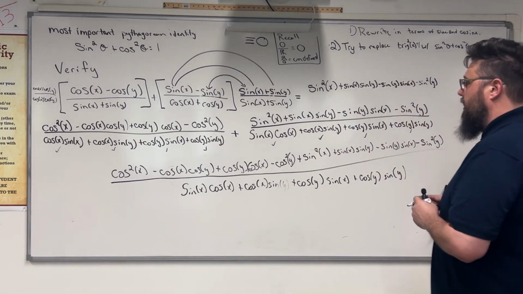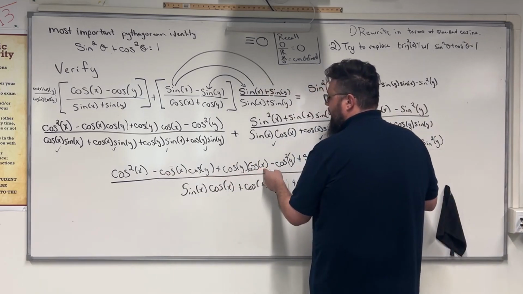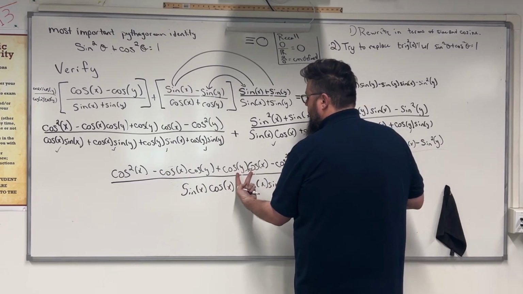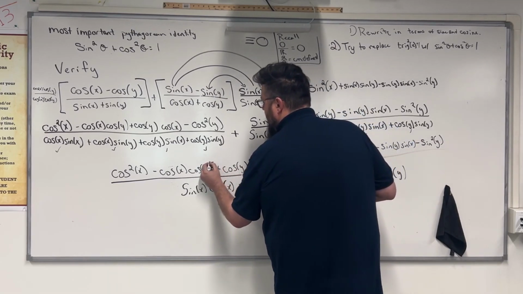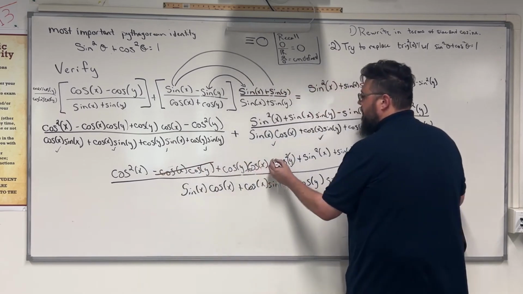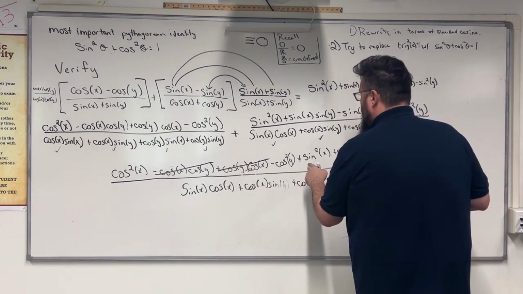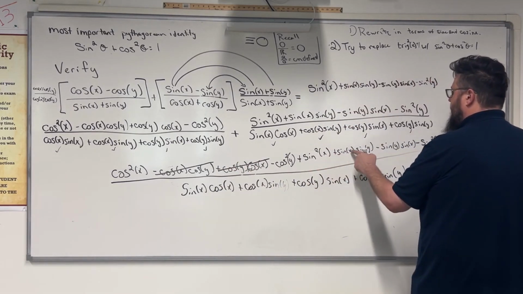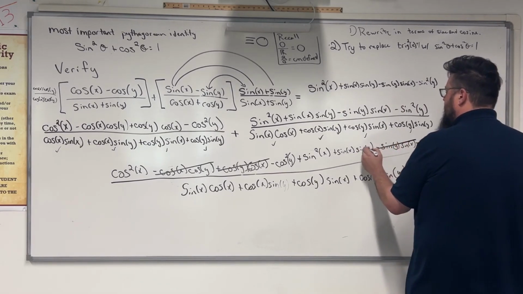So I have cosine x, cosine y, and that's negative, plus cosine y, cosine x. Now the order's in reverse, but since it's multiplication, I could flip them. And now I have positive and negative, same thing. So that will cancel with that. Then if I come over here, I have positive sine x times sine y minus sine y times sine x. So that's going to cancel.